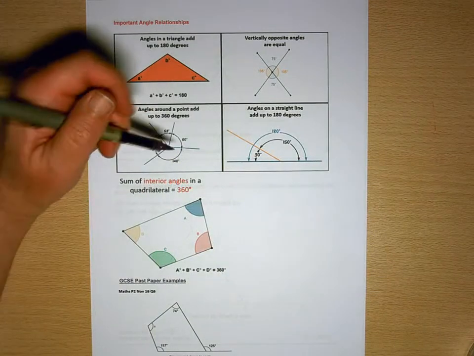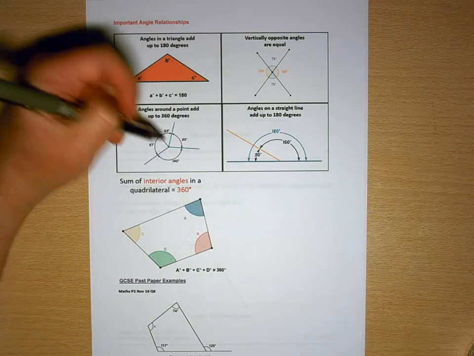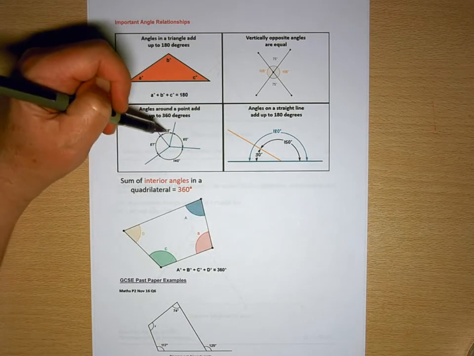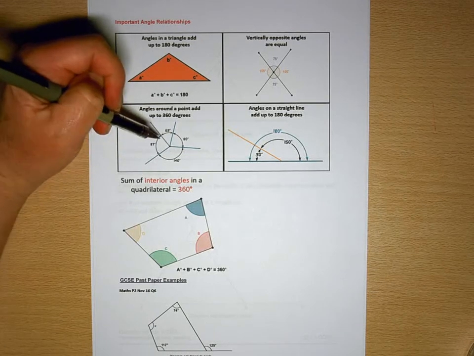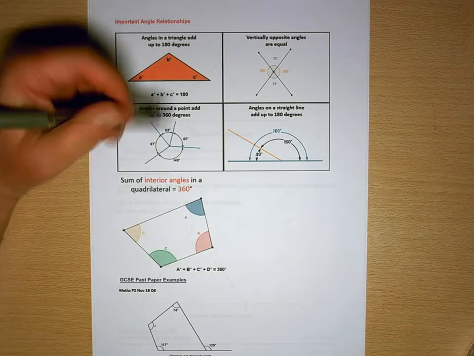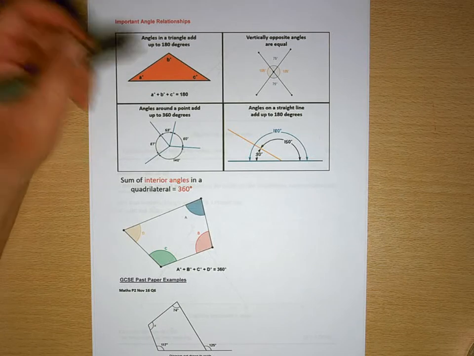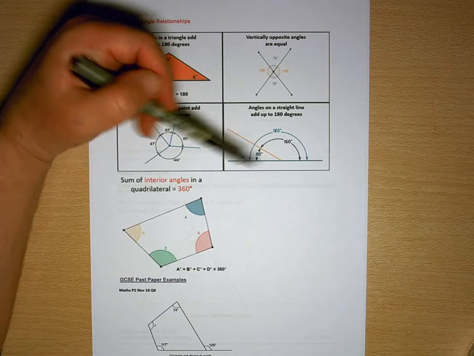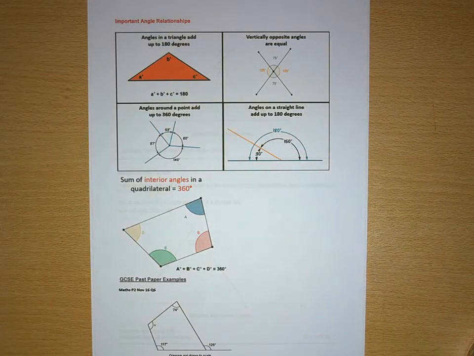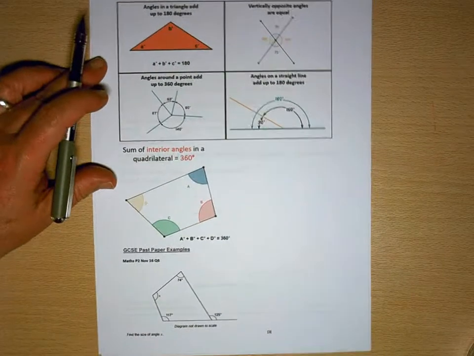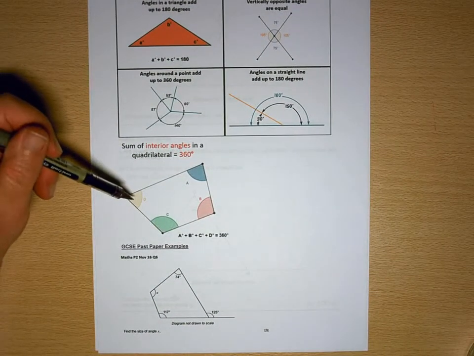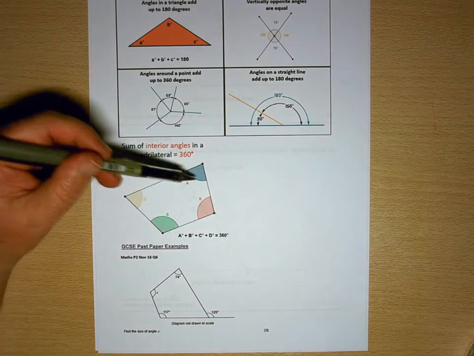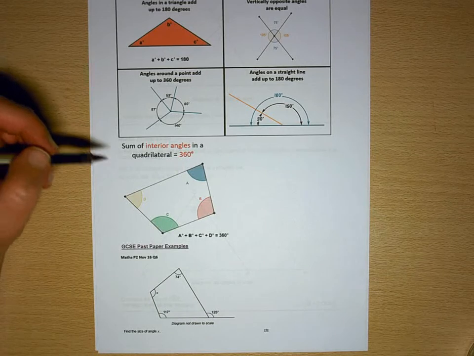When you have lines that all meet at a point, so they're not intersecting like those ones, then the sum of the angles must come to 360 degrees, because that's a complete turn, which is what you get in a circle. And on a straight line, angles that meet at a point on a straight line add up to 180 degrees. And then the final little angle property for today is for a quadrilateral, the interior angles, so the four inside angles in a quadrilateral always add up to 360.